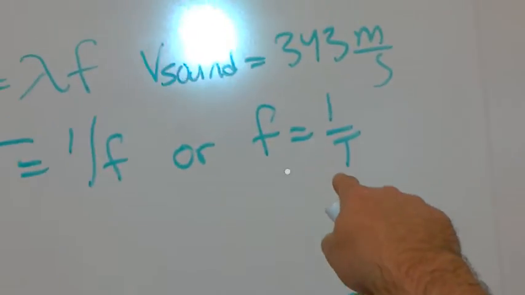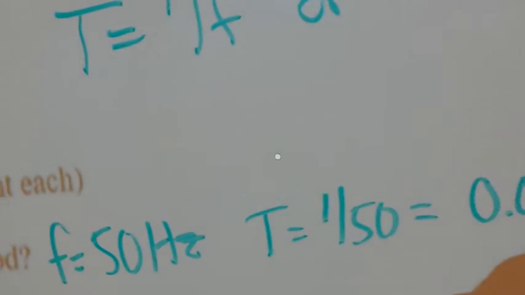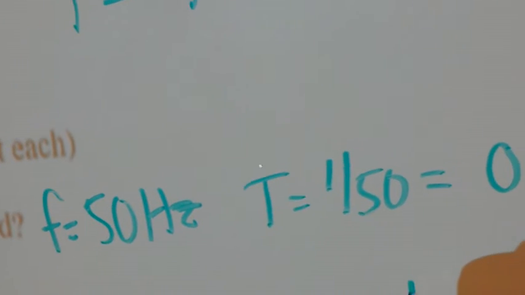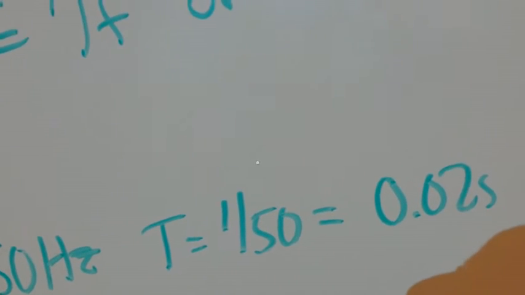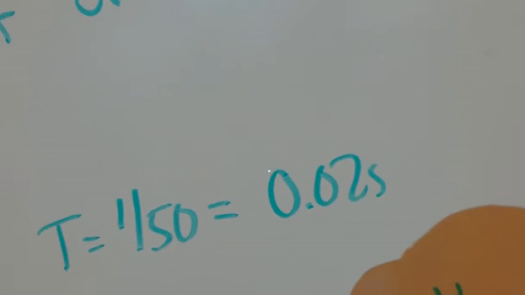If the period of a sound wave is 3 seconds, T equals 3 seconds, what is the frequency? So we're going to use this one, and you're going to do frequency is 1 over 3. So it would be 0.33 hertz.